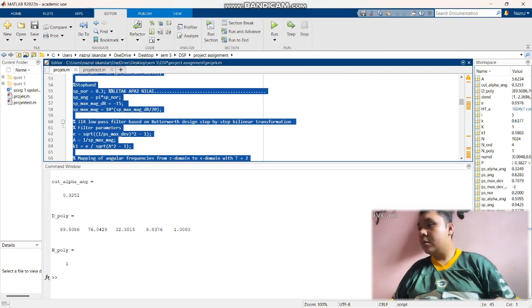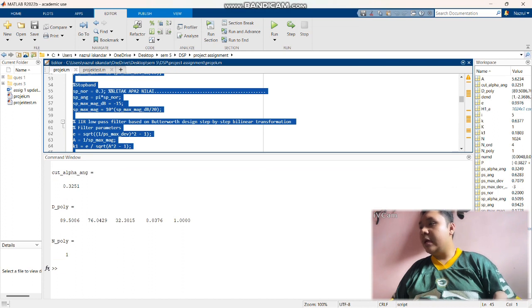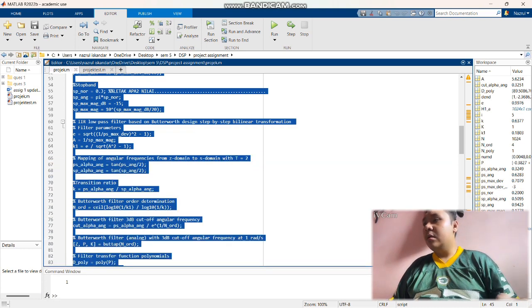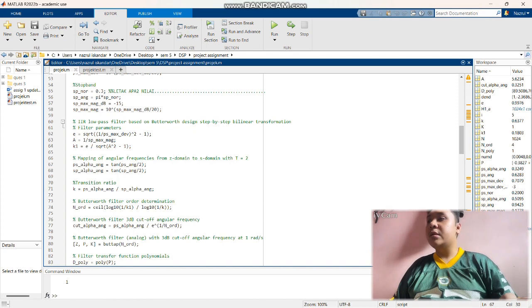Here we get a cutoff angle of 0.3251. The D polynomial is 89.5086 and the N polynomial is 1. So that's all for part 2 in our lecture.